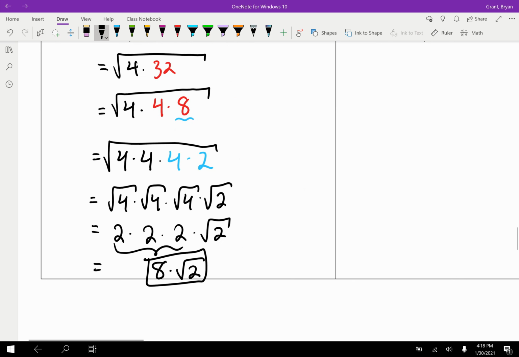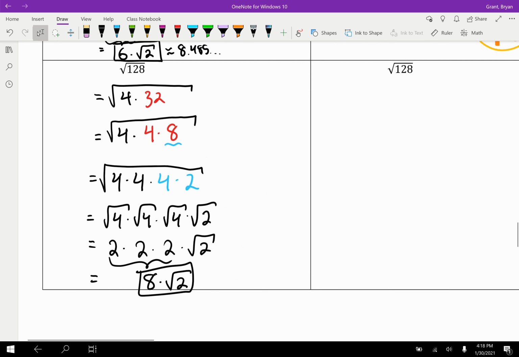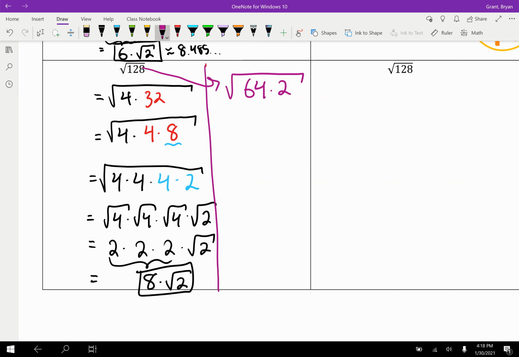In fact, you could have done this even faster, and here's the faster way to do it, and I'll show you this off on the side. What if instead of splitting 128 into 4 times 32, you realize that that is actually just 64 times 2. That is 128, and we know from our chart that 64 is a perfect square. The square root of 64 times the square root of 2. Look at how quick this is. The square root of 64 is 8. Square root of 2. We're done.